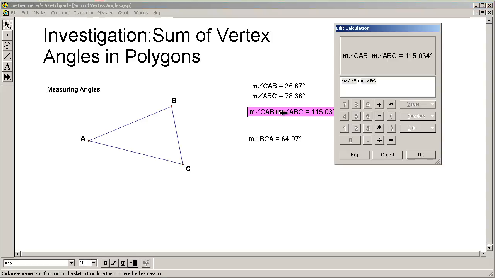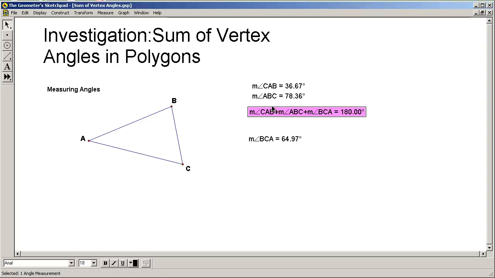I'm going to edit my calculation a little bit by double-clicking on it, and I'm going to add in the third angle, and now I can see that these three angles at this moment add up to 180 degrees, and when I change my triangle, I can see that that calculation doesn't change.